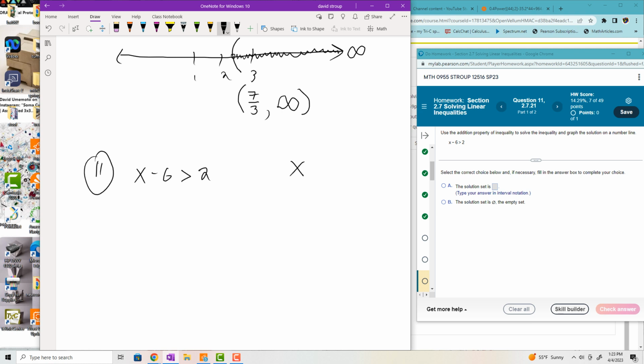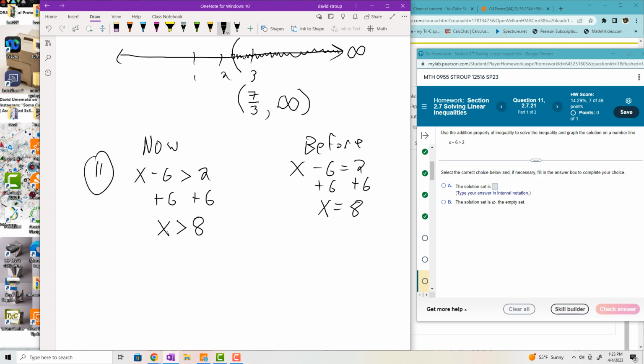So now it's with an inequality. Before, the way we would solve x minus 6 equals 2 is kind of how we're going to solve the inequality problem. You just add 6 to both sides, you get x equals 8. That would be your answer. Now you have an inequality, so you do the same thing as before: add 6 to both sides, get x all by itself, and you'll have x greater than 8.